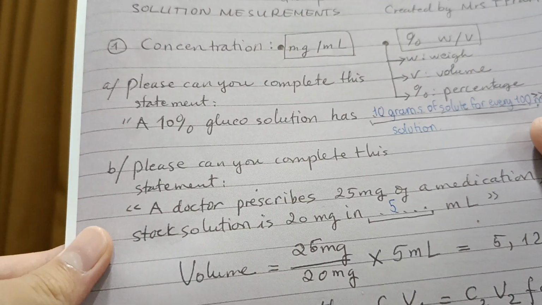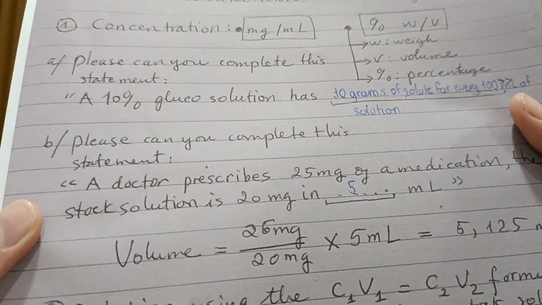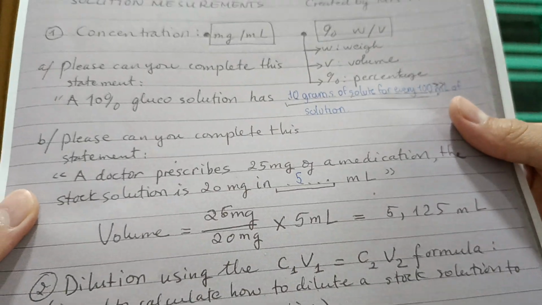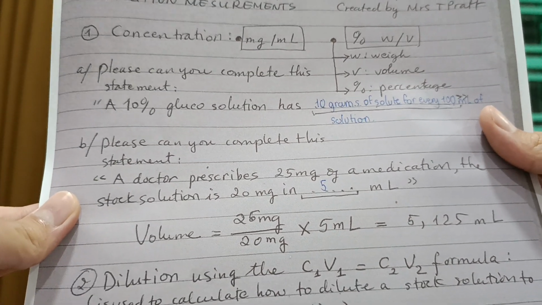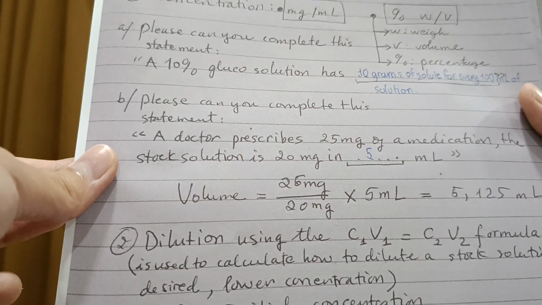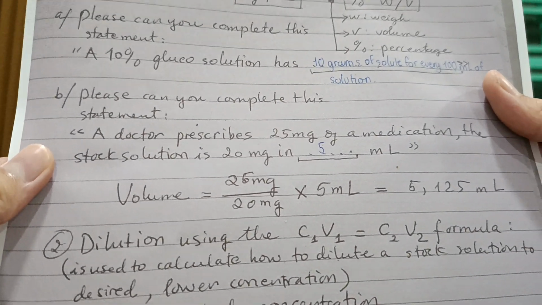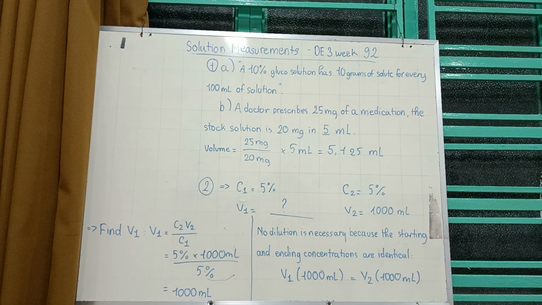Next, for problem B, please can you complete this statement as well? A doctor prescribed 25 milligrams of medication. The stock solution is 20 milligrams in how many milliliters? So my answer is 5 milliliters.